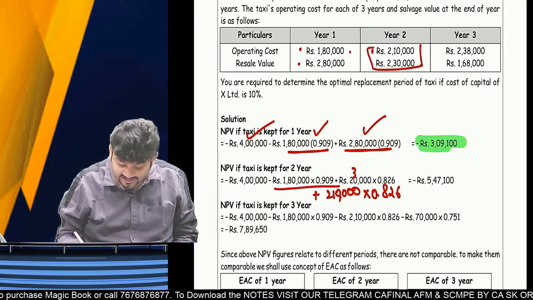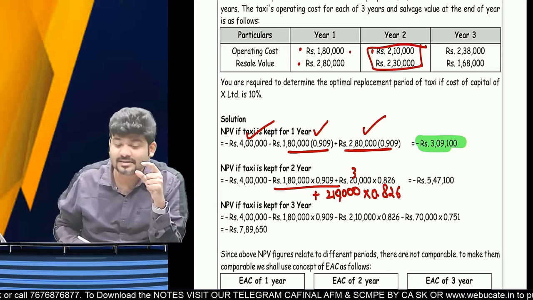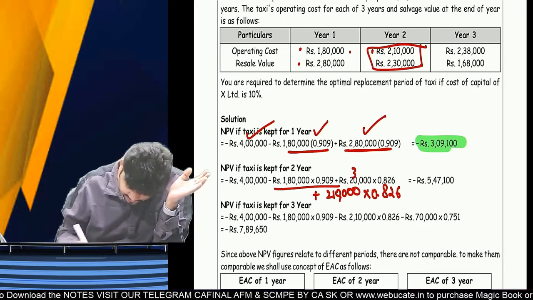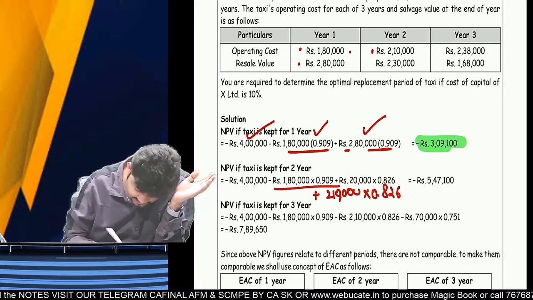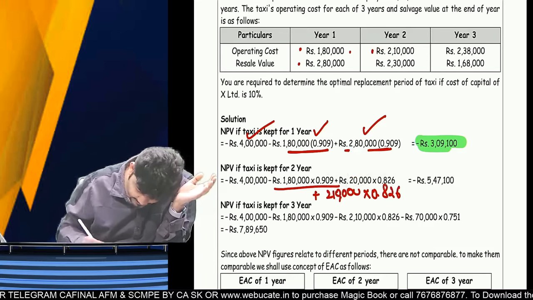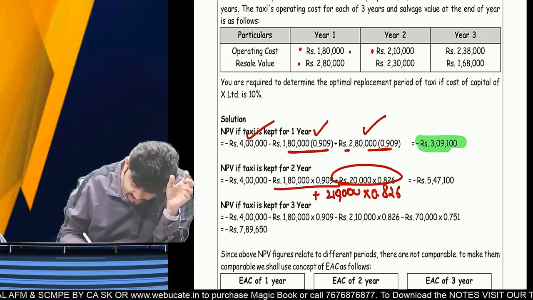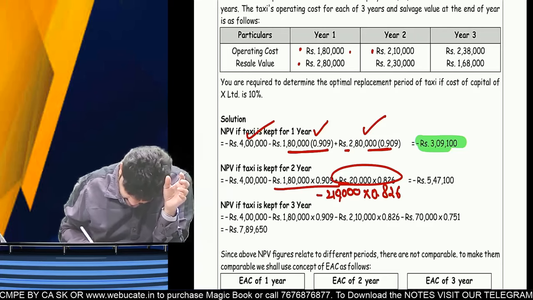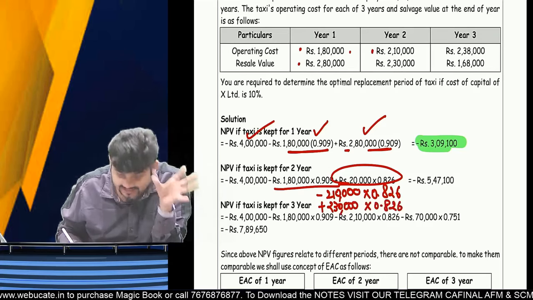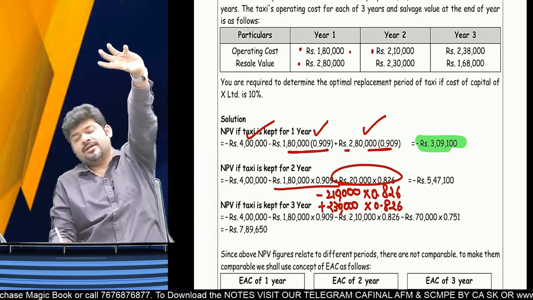So what they have done is they have taken the net effect. 2,10,000 cost, 2,30,000 resale. So net is taken as 20,000 positive. Either we can directly take 20,000, or 2,10,000 is the cost plus 2,30,000 is the resale into 0.826. Net plus 20 into 0.826. So after 2 years, I will get net 20,000. Get it at present value.